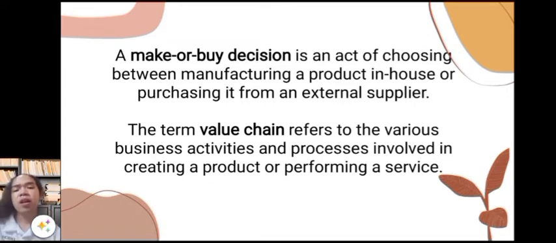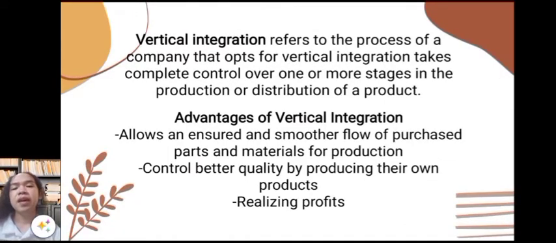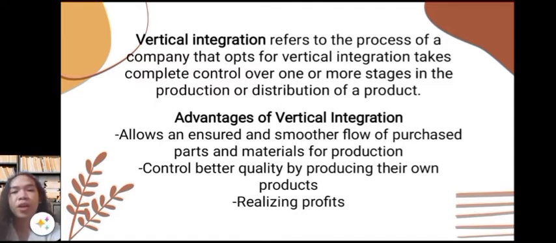So what do we call a company if it has control over 2 or more phase or processes of that production? So what if a company controls more than one phase or processes within the production of the product? So dito na papasok yung vertical integration, wherein it refers to the process of a company that opts for vertical integration takes complete control over one or more stages in the production or distribution of a product.